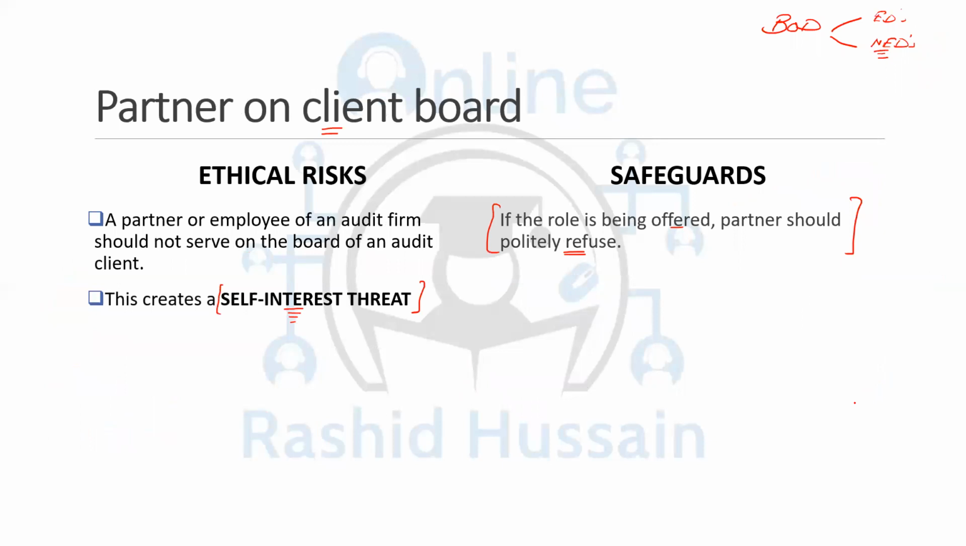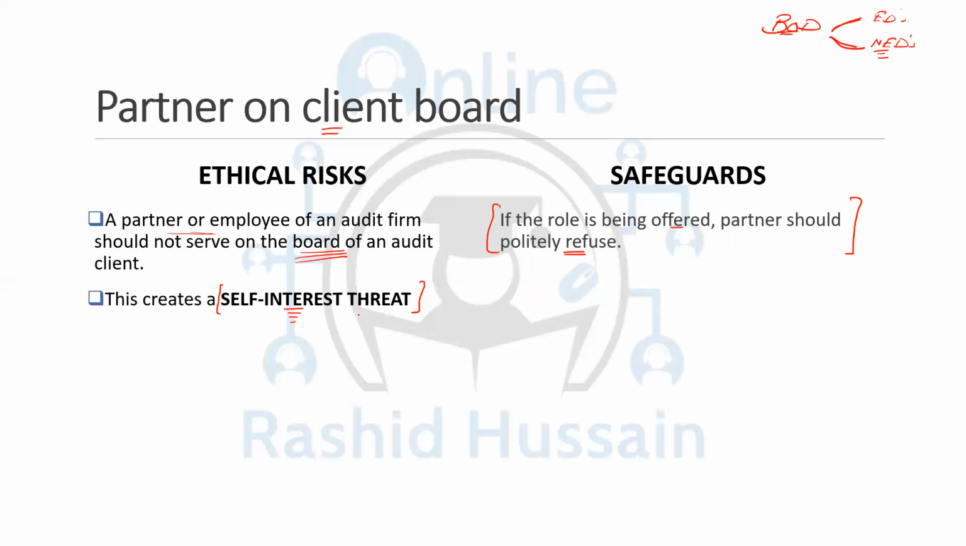And then we have the partner on the client board. Obviously we know there is a board within the company known as the board of directors, and the board of directors includes the executive directors who are responsible for the day-to-day activities of the company. And then we see the non-executive directors responsible for the monitoring of EDs, the strategic input, the remuneration input and things like that. So if the partner or an employee of the audit firm is offered by the audit client to become a member of their board, then this represents the self-interest, right?